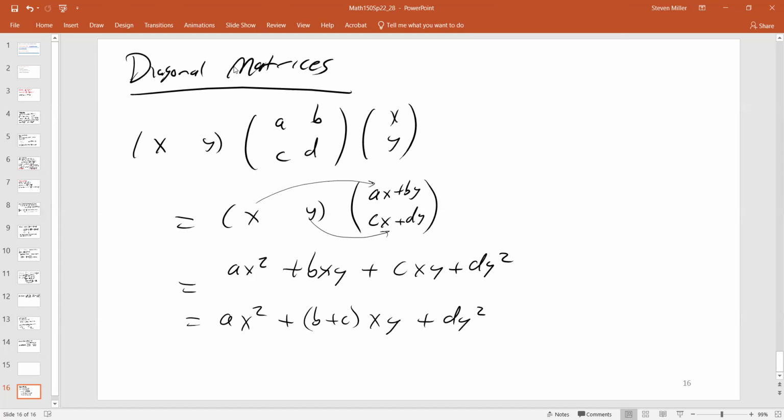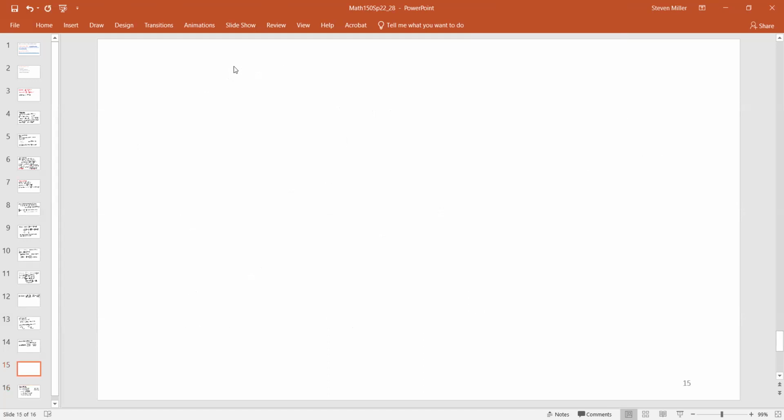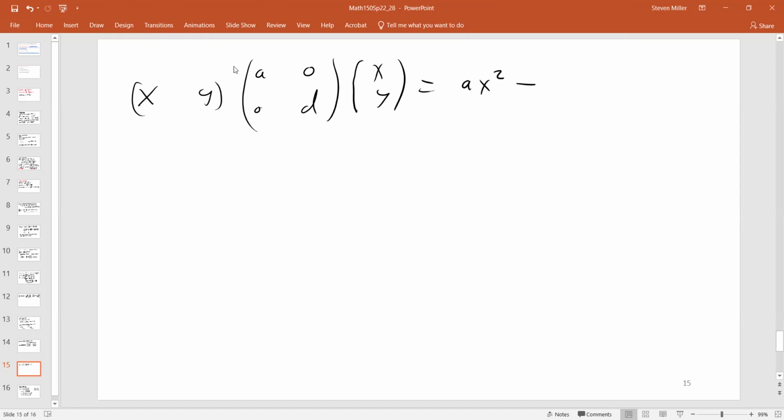So if b plus c is 0, this is going to be very easy to analyze. But our matrices are symmetric, so for us, b equals c. If b equals c equals 0, it's easy. So if I give you x, y, times the matrix a, 0, 0, d, times x, y, this is just ax squared plus dy squared.